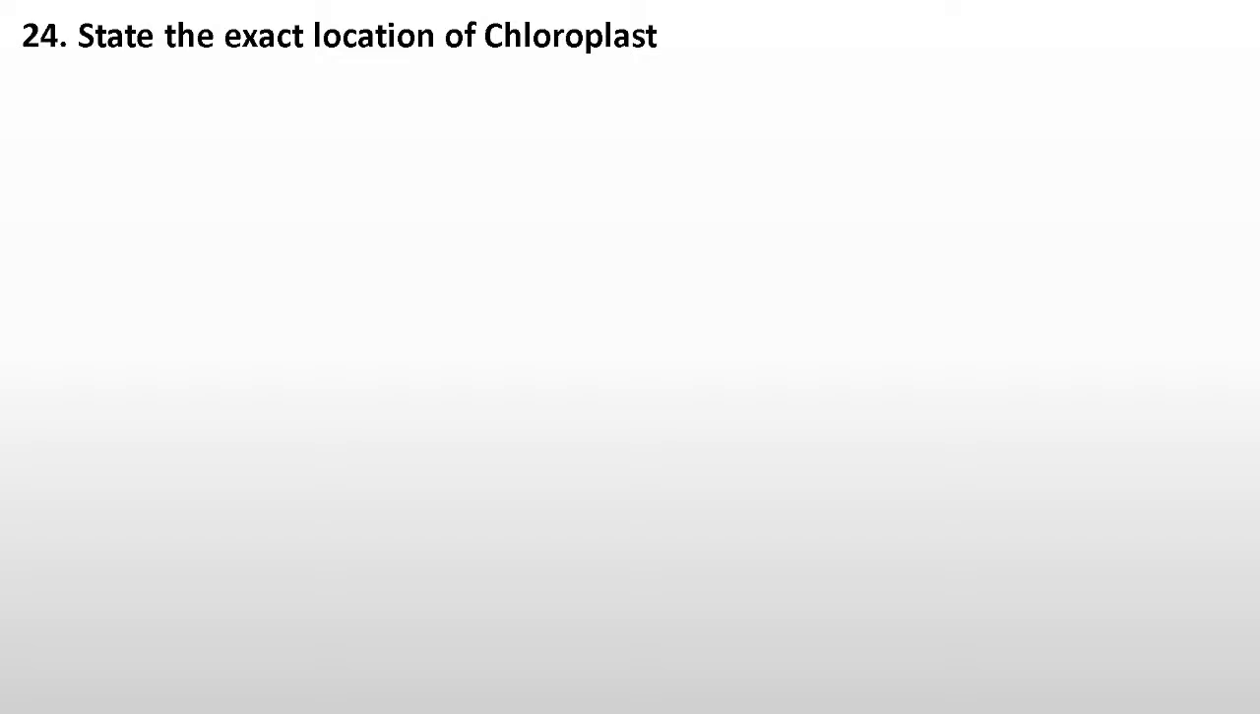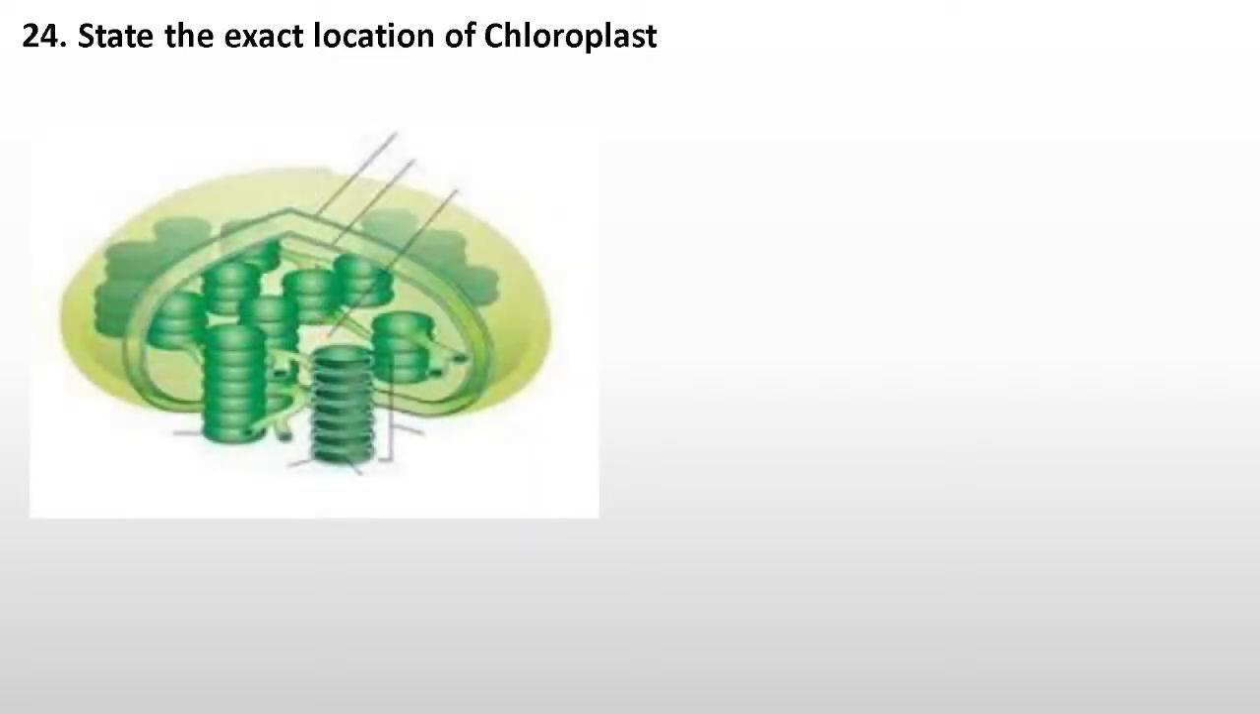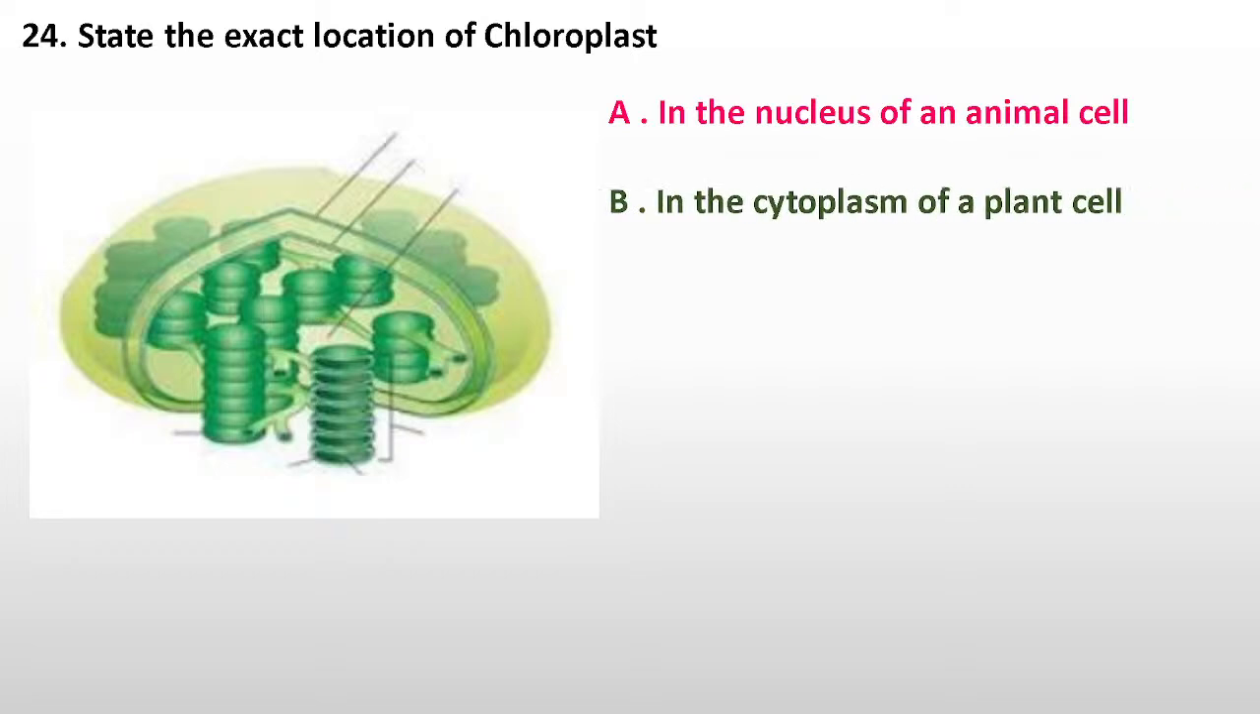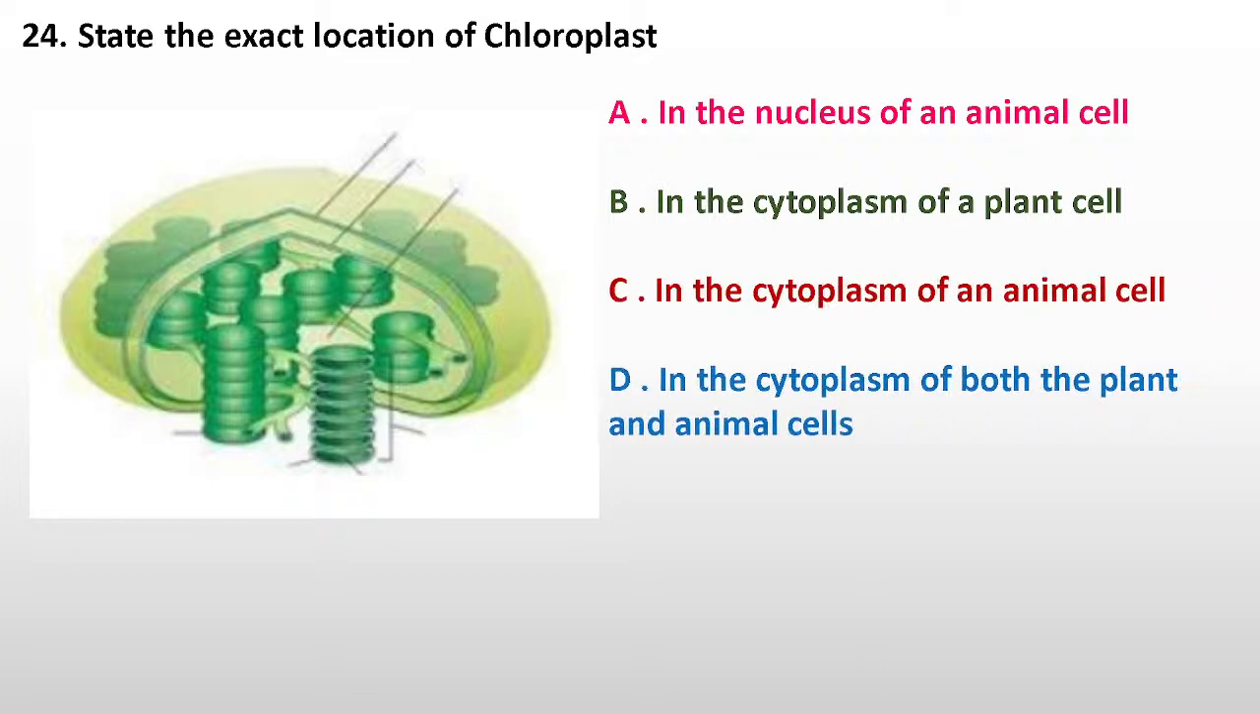Going to the next question, number 24. State the exact location of the chloroplast. This is the image given for your reference, and your options are A. In the nucleus of an animal cell. B. In the cytoplasm of a plant cell. C. In the cytoplasm of an animal cell. D. In the cytoplasm of both the plant and animal cells. So state the exact location of chloroplast.